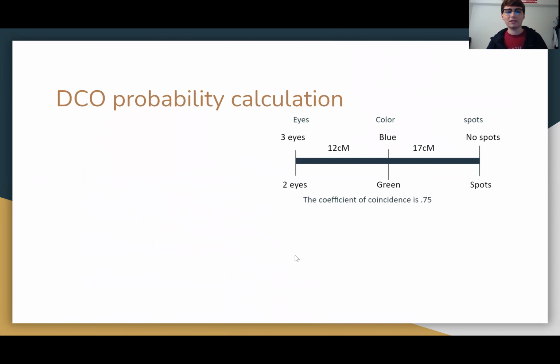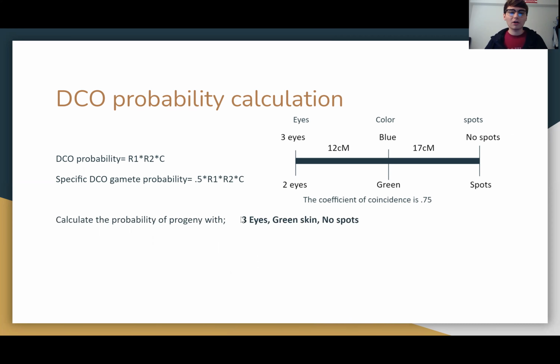We're going to start off with a double crossover probability calculation. We have some of these equations here that I wrote down ahead of time. Our goal is to calculate the probability of progeny with 3 eyes, green skin, and no spots. So we're going to get some of our data. We have our R1 data that comes right from here, so that goes to 0.12.